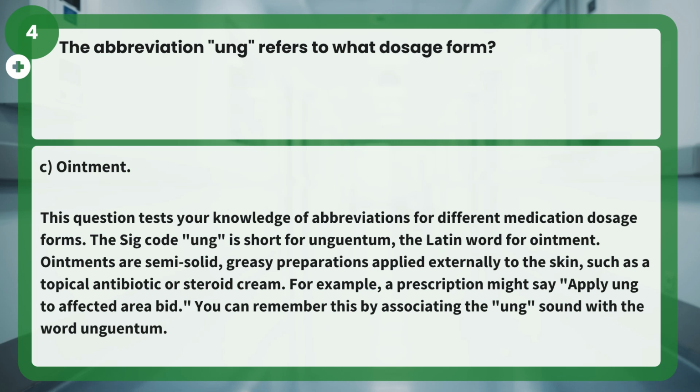Answer: C. Ointment. This question tests your knowledge of abbreviations for different medication dosage forms. The SIG code UNG is short for unguentum, the Latin word for ointment. Ointments are semi-solid, greasy preparations applied externally to the skin, such as a topical antibiotic or steroid cream. For example, a prescription might say, apply UNG to affected area bid. You can remember this by associating the UNG sound with the word unguentum.